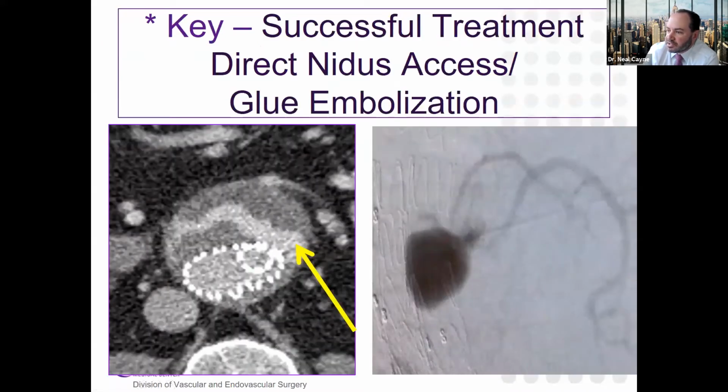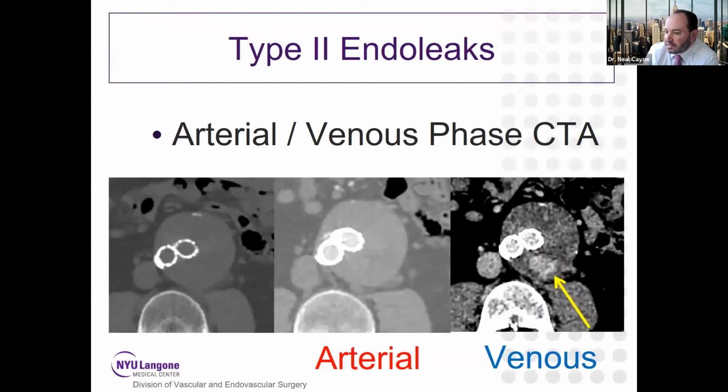I believe the key to successful treatment is direct nidus access and glue or liquid embolic embolization. You can see at the bottom, the yellow arrow is pointing to the nidus in the venous phase CT scan. And on the right, you can see a translumbar angiogram with the needle in the nidus and the multiple inflow and outflow vessels.